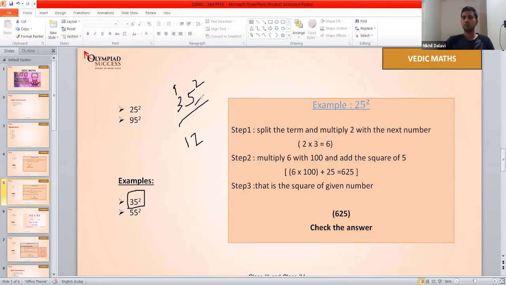Yes. So how much is 5 square? 5 square is 25. Great. So the answer of 35 square is 1225. Okay. Getting it? The answer is 1225. Okay. So how many of you understood this? Shall we move to the next one now?